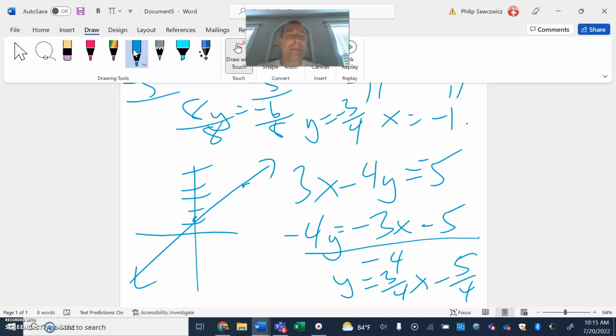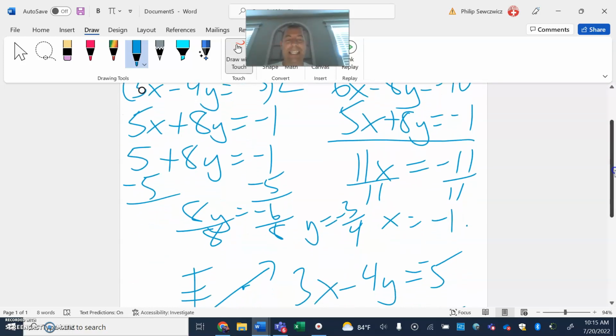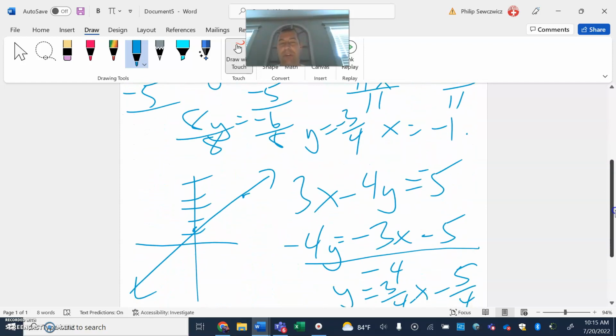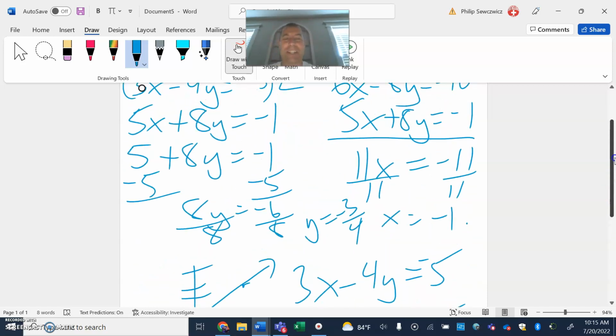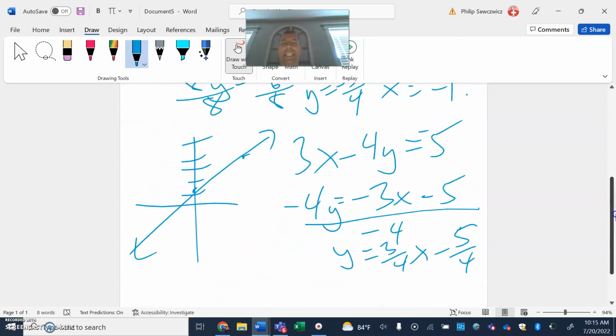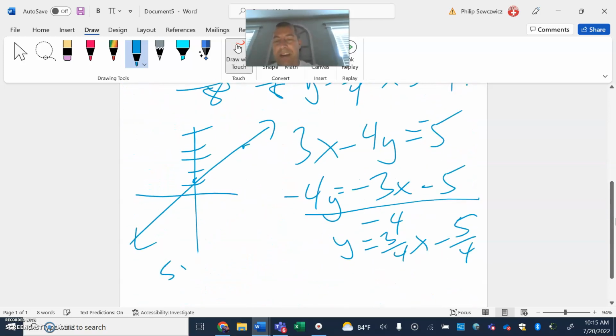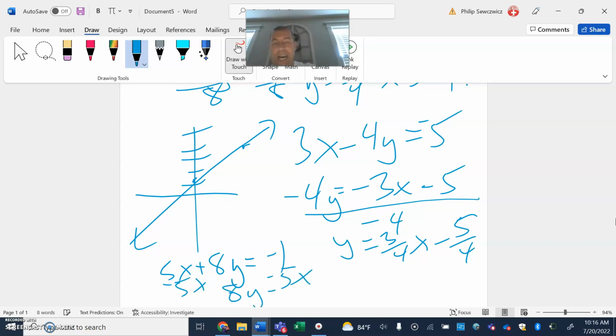All right. Remember, my answer was at the -1, -3/4. So I can already see, hey, -1, -3/4, it's looking pretty good. Let's grab the other one, the 5x plus 8y equals -1. All right, so the idea here is, let's subtract that 5x over. So I've got 8y equals -5x minus 1. Divide everyone by 8. So I'm going to get y equals -5/8 x and then -1/8.